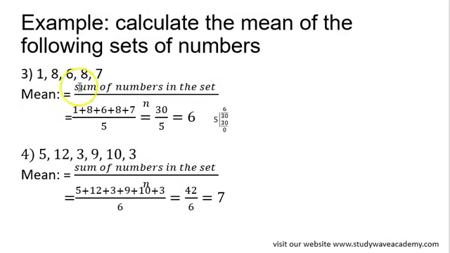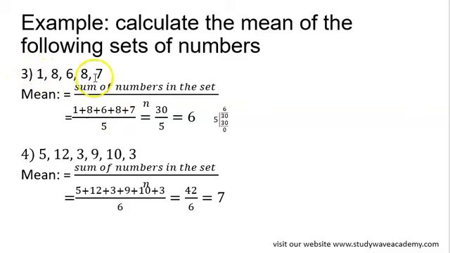Here we have 1, 8, 6, 8, 7. This is the set of numbers we have. And what are we going to do first? Write out our formula, the formula for our mean. And what do we do next?